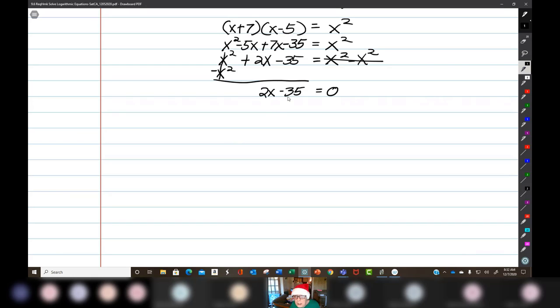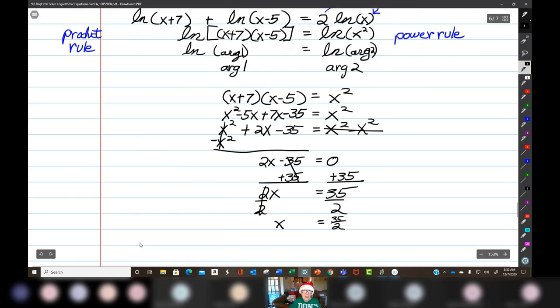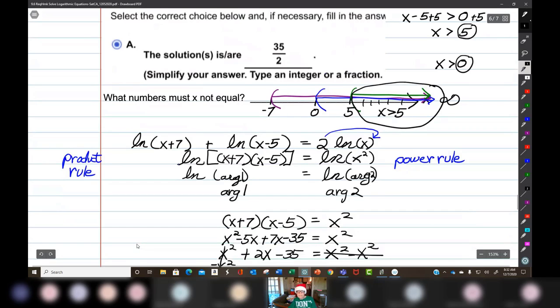Thank goodness, because when I add 35 to both sides, I get a positive 35 on the right side of the equation. 2x equals 35. Divide by 2, divide by 2. x equals 35 over 2, or a decimal, let's see what they're going for. Ah, they gave us a fraction this time. And it says specifically, type an integer or a fraction. That means if you type a decimal, you'll get it wrong, because you have to read the instructions. Important.